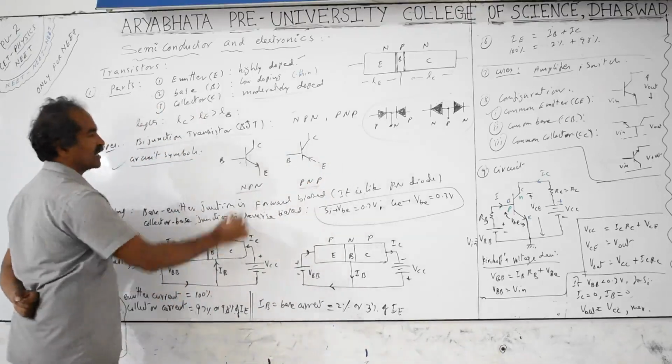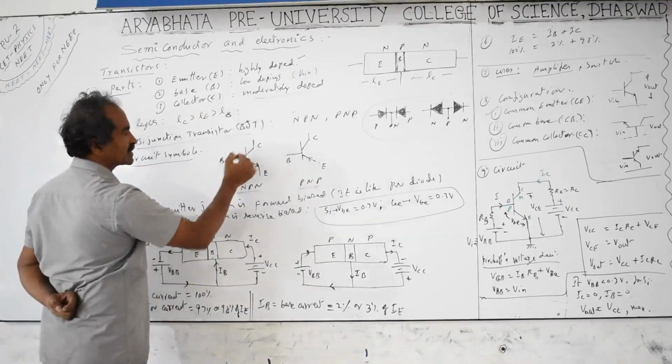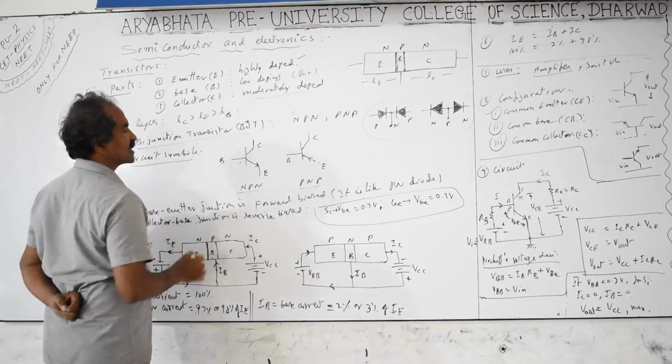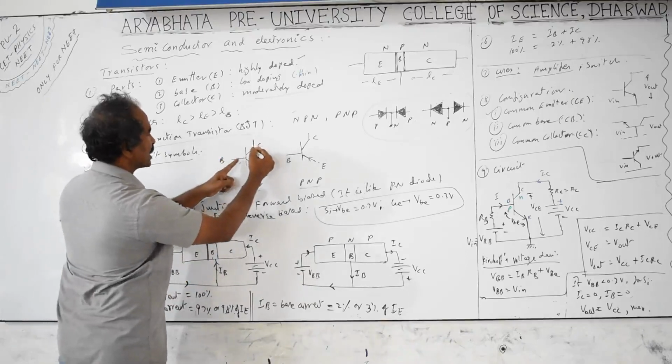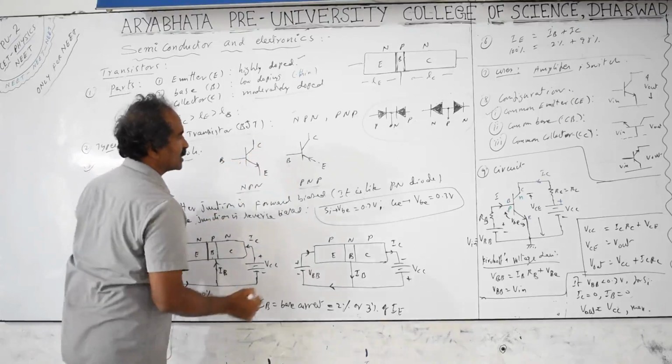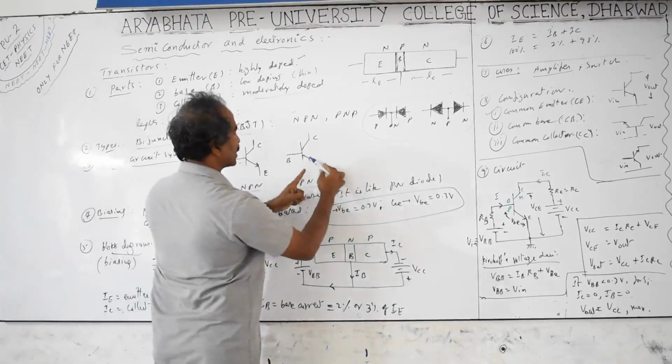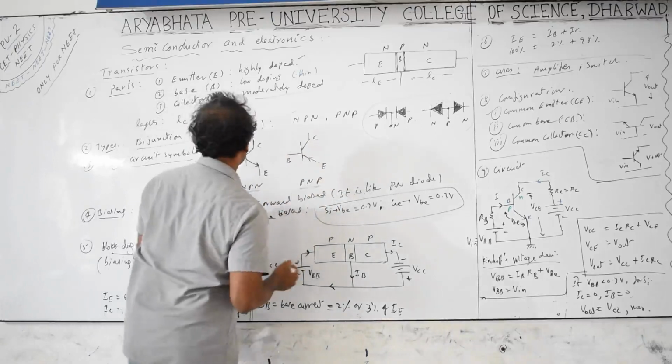And current passing through the emitter is called as emitter current. Current passing through collector is called collector current. Current passing through the base is called as the base current. In this case of the NPN transistor, the currents coming from this collector and base combined and passes through the emitter. Here, current coming from the emitter passes through the base and the collectors.